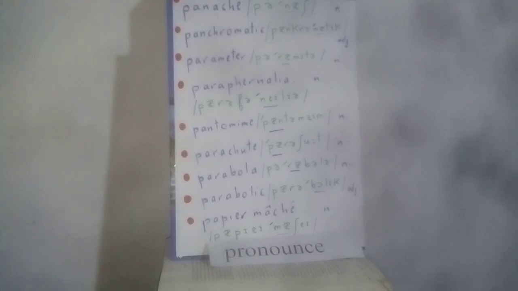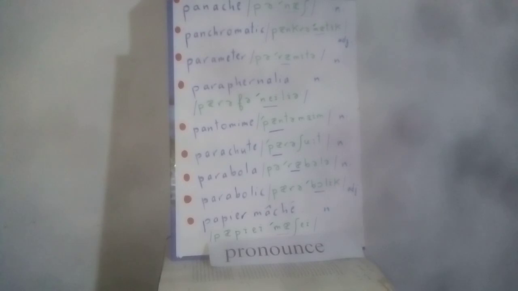Today I have these words for you to learn how to articulate and improve your English. The first word is panache. Second word is panchromatic. The third one is parameter. And then we have paraphernalia, pantomime, parachute, parabola, parabolic, papier-mâché.